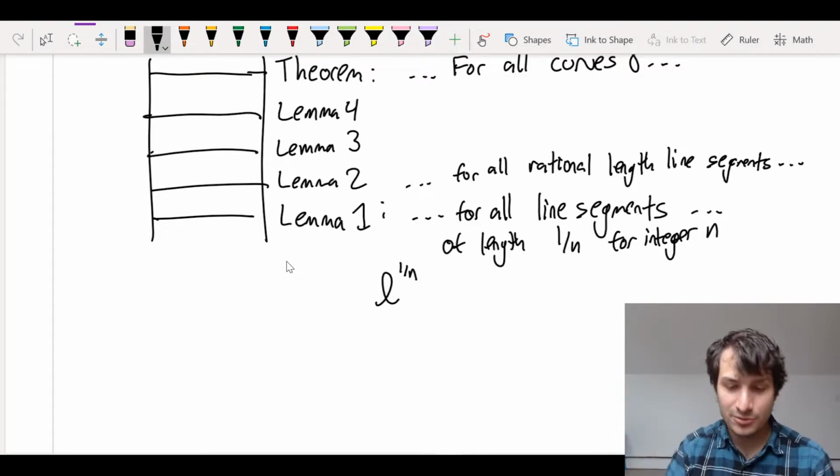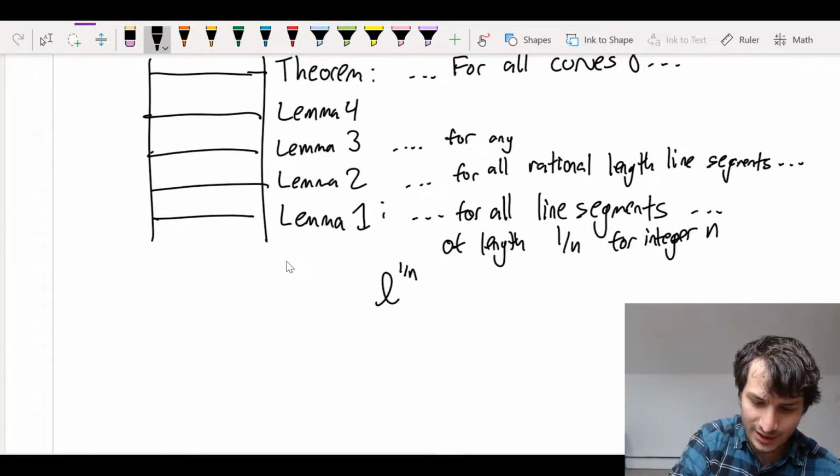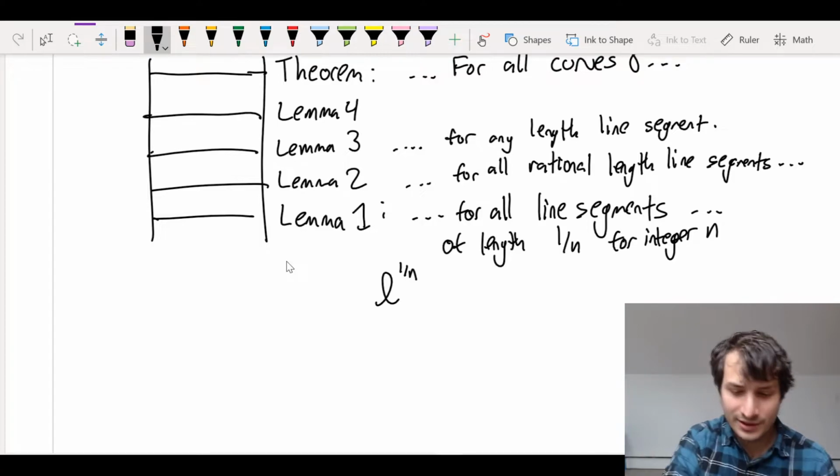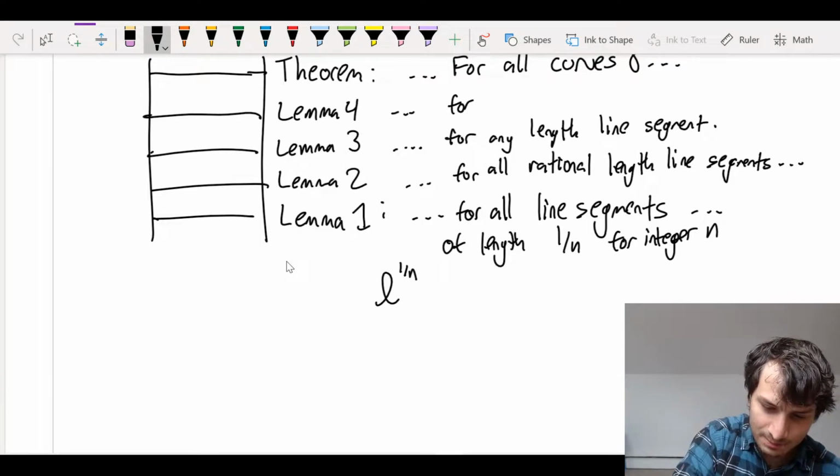And then lemma 3 is the same thing, but for any length. So for any length of line segment. And lemma 4 is going to be true for any piecewise linear curve gamma.